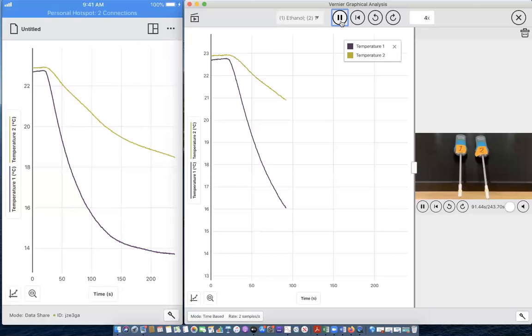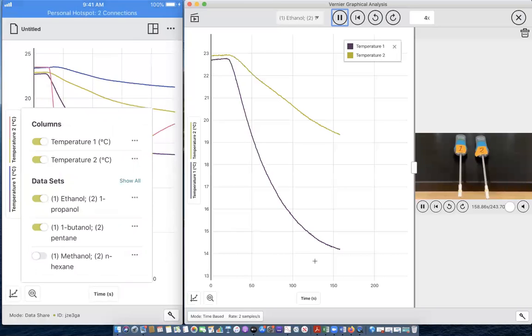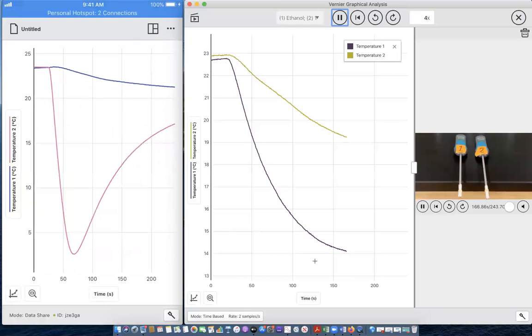On the individual data sets, you can also display the other data. So the student could actually say, I'm not going to wait for the teacher. I can come over here and see that there's another trial using 1-butanol versus pentane. If they click on that and turn that one on, they're now looking at a different data set compared to what the teacher's trying to demonstrate.